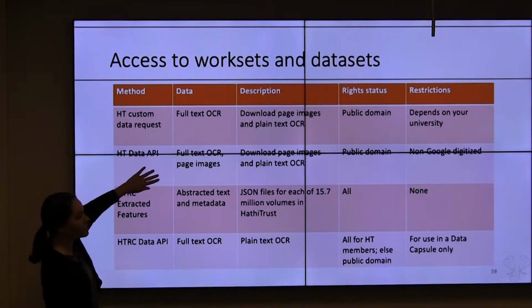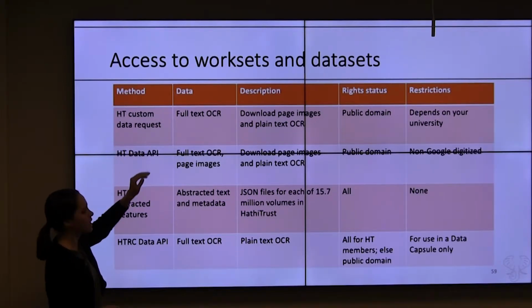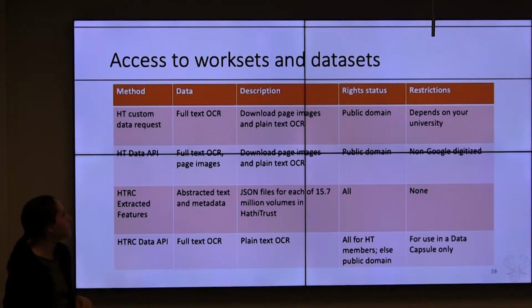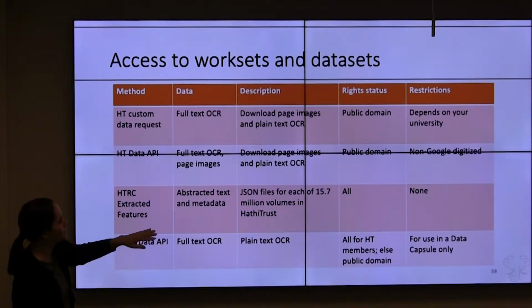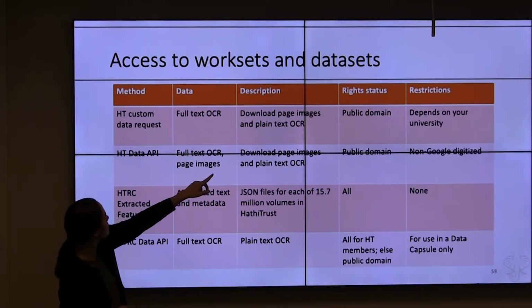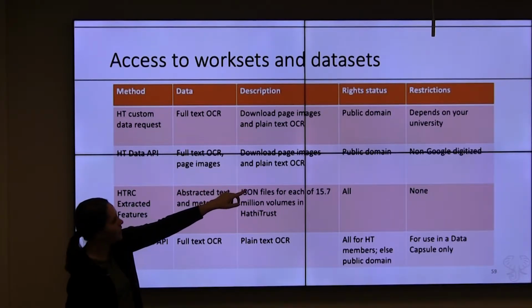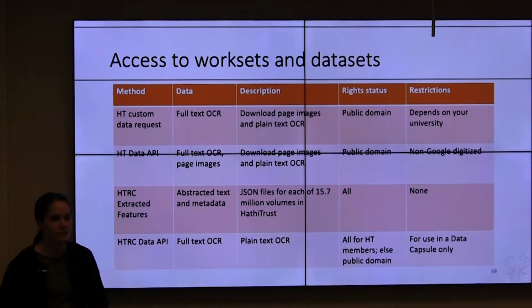Okay, so then if it doesn't, then the next option is to do a custom data set request. That gives you access to full text OCR, not the page images. Even though it says download page images, I don't think that it includes them, so that's a mistake. Public domain, and then there are some restrictions depending on your university.